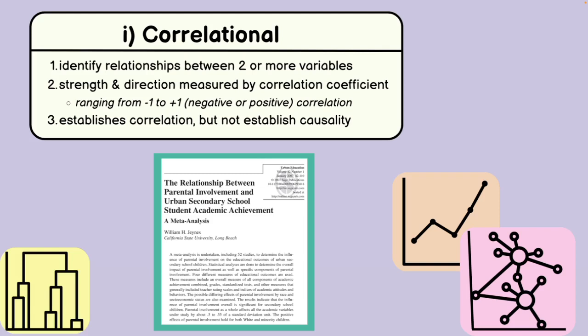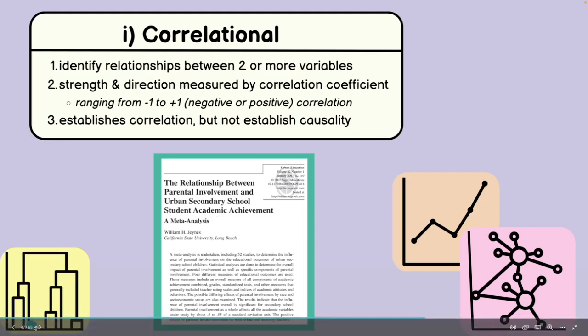Is it a one, meaning 100% correlated, as one changes, the other changes just as much, or is it just a 0.5 correlation? So it's a weak or a moderate correlation. That's what correlation studies are seeking to understand. Here we have a study trying to understand the relationship between parental involvement and urban secondary school achievement. Does the level of parent involvement affect the level of achievement? That would be a correlational type study.